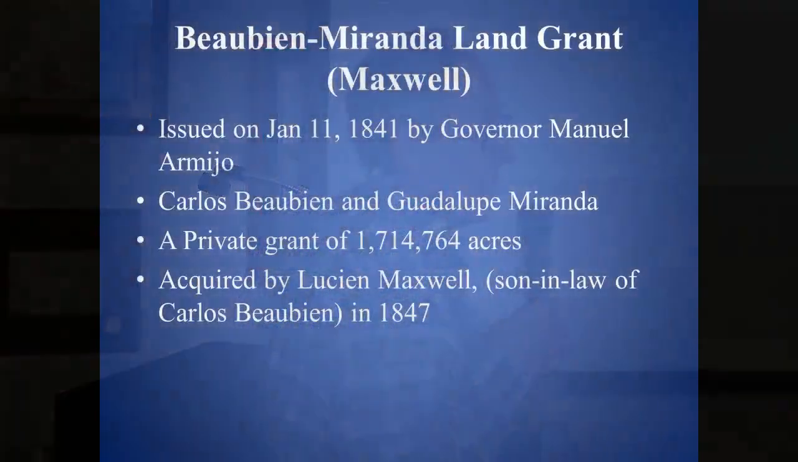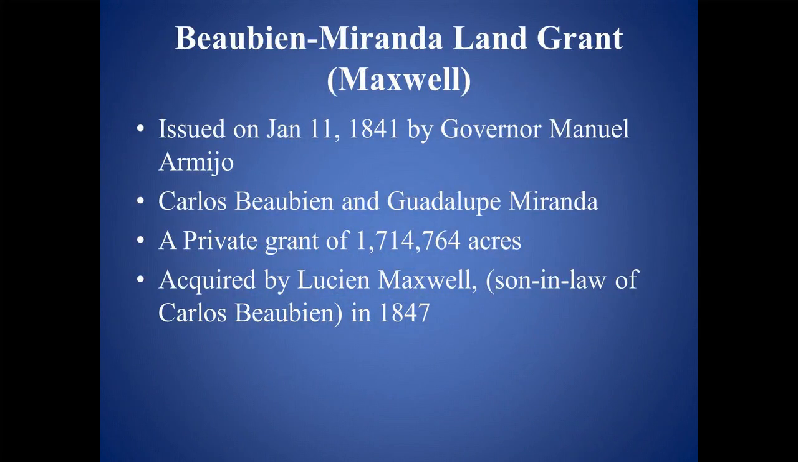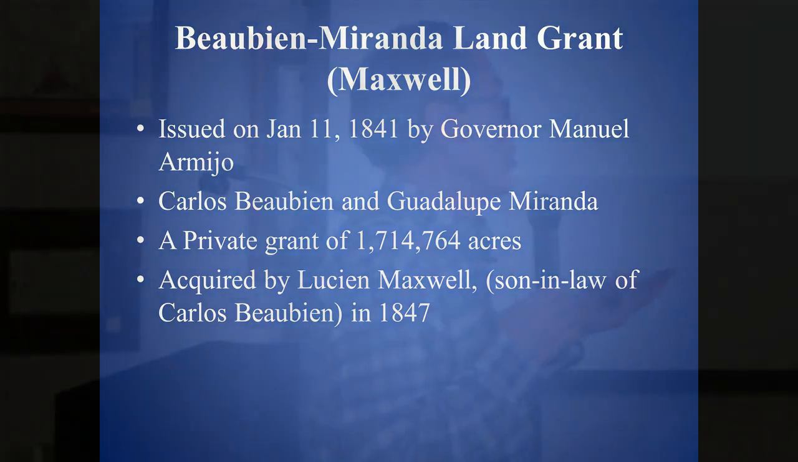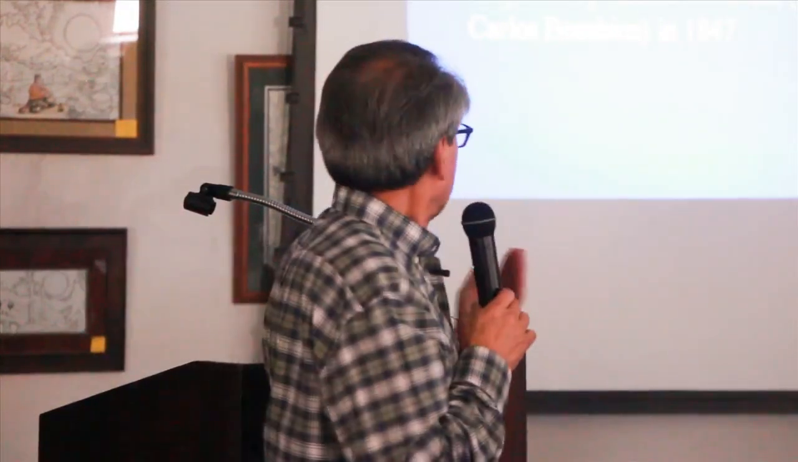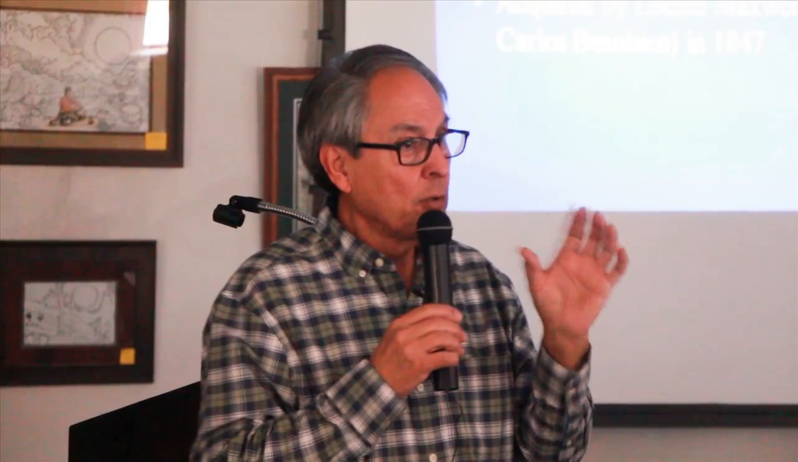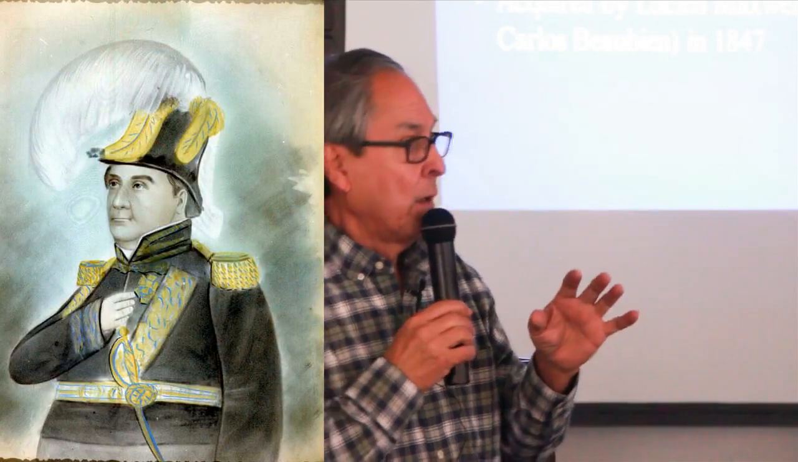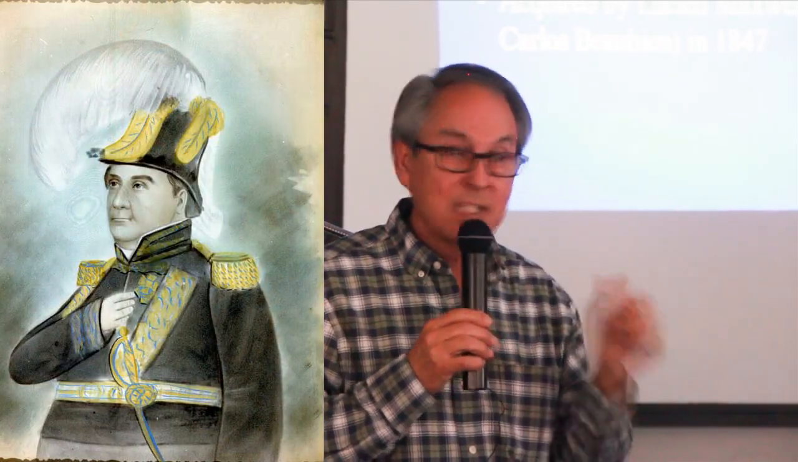Yes. Okay. Now, the Maxwell land grant. The Maxwell land grant was initially called the Beaubien Miranda land grant. The two grantees were Charles Beaubien, the French-Canadian, and Guadalupe Miranda. Guadalupe Miranda was Mexican, in the sense that he was born in what we now know as Mexico, but he was Governor Manuel Armijo's Secretary of State, so to speak. The two of them applied for this land grant during the administration of Governor Manuel Armijo. And he gave some of the largest land grants ever. The Spanish had rules.